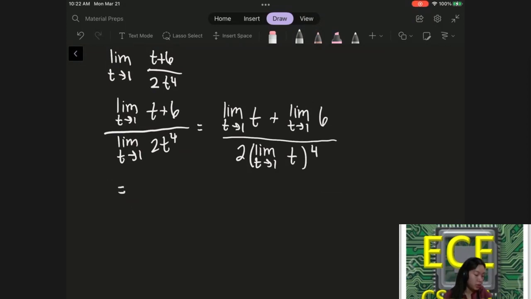So then this would be 1 plus 6 all over 2 times 1 to the 4th. That ends up being 7 over 2. Yeah, that's pretty simple.